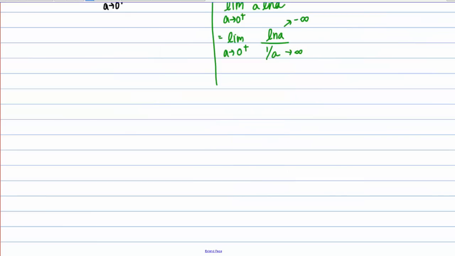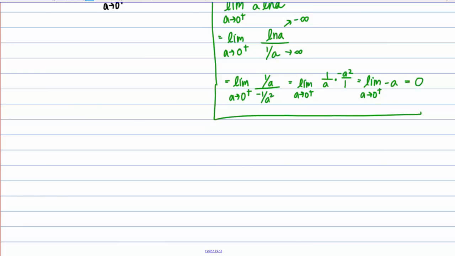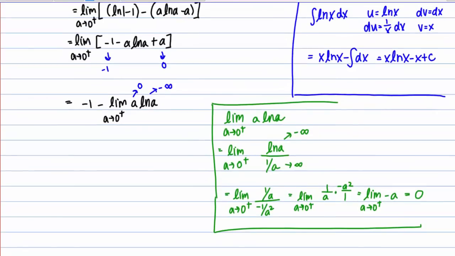The way I use that rule is by taking the derivative of the top of my fraction and the bottom of my fraction separately, and then those limits are equivalent. The derivative of the natural log of a with respect to a is 1 over a. The derivative of 1 over a is negative 1 over a squared. I can simplify this by rewriting the division of fractions as multiplication by the reciprocal. So this reduces to the limit as a goes to 0 from the right of negative a, which is just 0. Bringing that back up here, I can write down my final answer. This limit is just equal to negative 1.